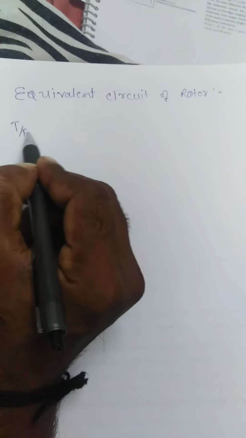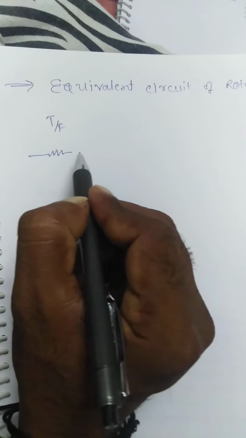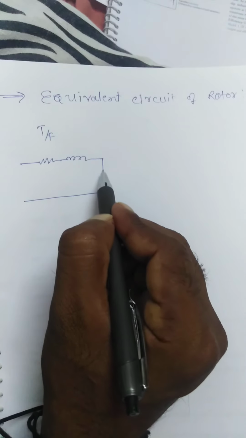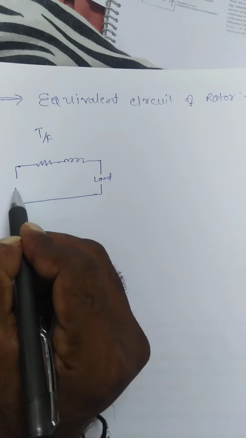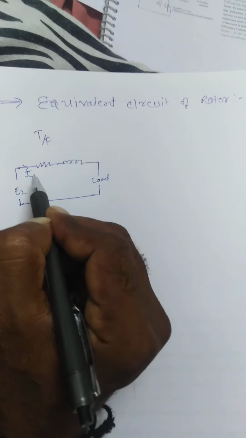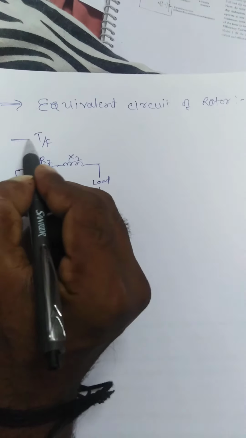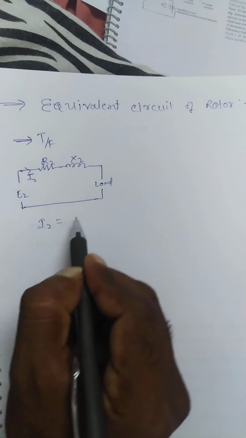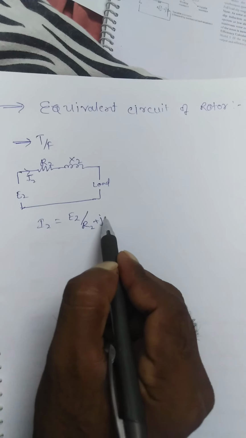For example, if it is a transformer, here is R2 and X2, connected to the load, with E2. So here is the I2, the secondary current, through R2 and X2. If it is a transformer, then I2 is equal to E2 by R2 plus jX2.